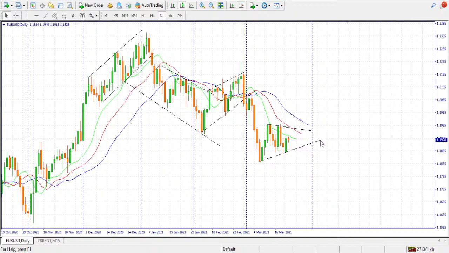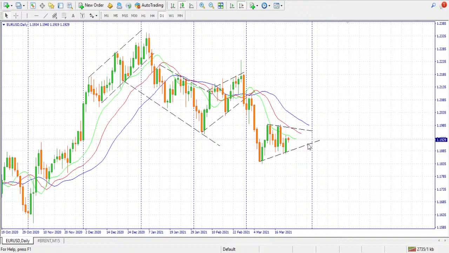So technically speaking, we are within a contracting wedge formation. The price is within some shape. What we want to happen now is either the price should bounce off from this point, or from the lower one. If it bounces off from the top, then this will be a good place to sell from. If the price bounces off from the bottom, then this will be a good place to look for a buy from.